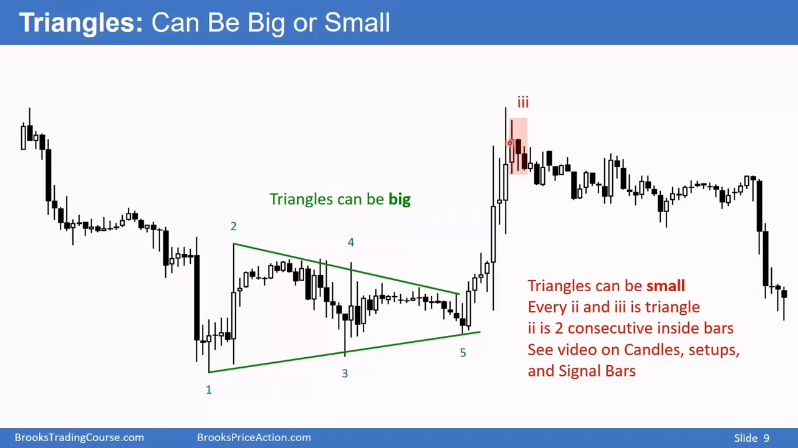So now we have an I. This bar is an inside bar, this bull bar, and it's followed by a bear inside bar, and that's followed by a third inside bar. That is a triangle on a smaller time frame chart. Every II or III is a triangle. It's a small triangle, but it's a triangle, and it's clearly a triangle on a smaller time frame chart. You can see the videos on candles, setups, and signal bars for more about III patterns.